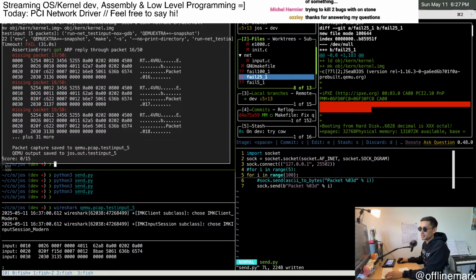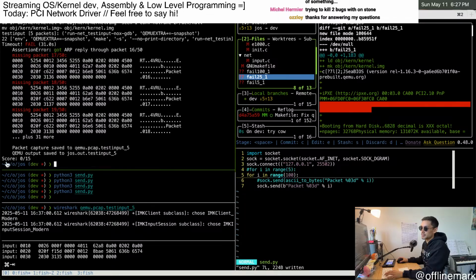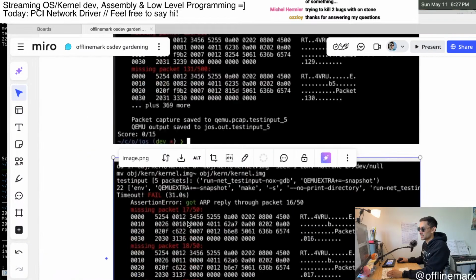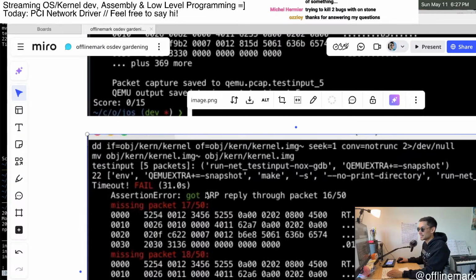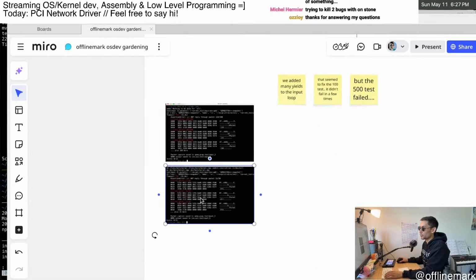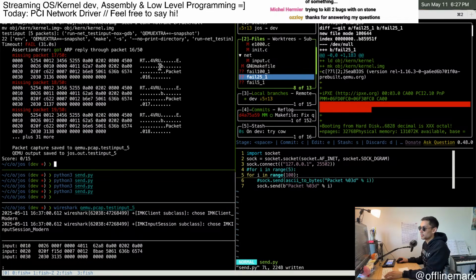This definitely means we have a problem with the wraparound. These numbers are way too exact. A problem with packet 17 and packet 129. And what seems to be happening is something blocks, and then the kernel just hangs, and then it times out after 30 seconds.